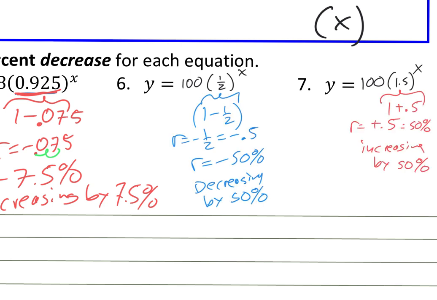All right, so right here I got 1/2. I got to think, how could I write that as 1 plus or minus something? Well, we could write it as 1 minus 1/2, and that would be 1/2. And so therefore, I think of 1/2 as 0.5. So my r is really negative 0.5. Or I could think of it as negative 50%, which means it's decreasing by 50%. Over here, I can think of it as 1 plus positive 0.5. Therefore, my r is 0.5 or 50%. And we could say it's increasing by 50%.